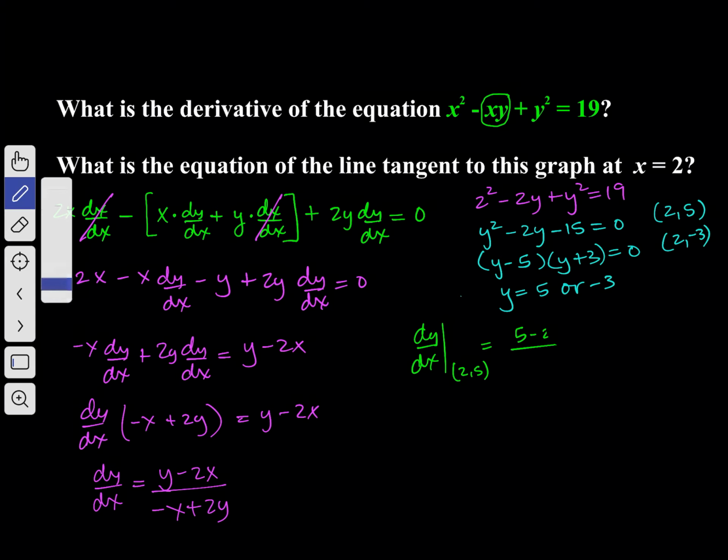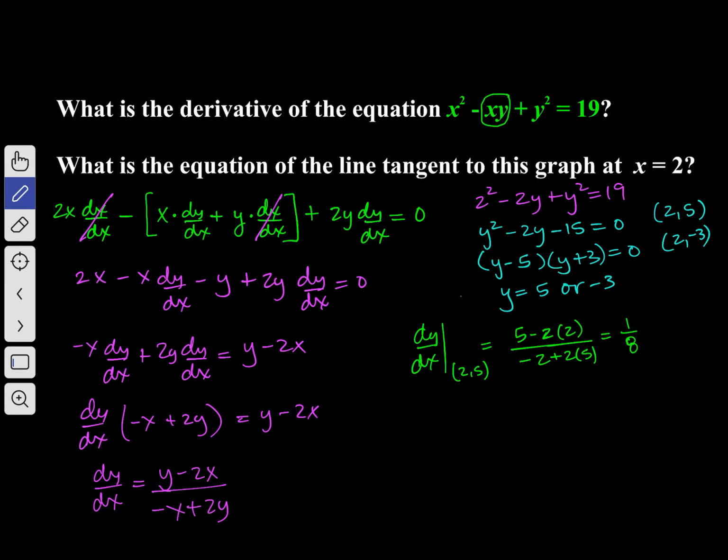Let's try that again. Y value minus 2 times the x value. The x value in this case is 2. All divided by negative x, so negative 2 plus 2 times the y value. All right, so let's see if I can do this. 5 minus 4 is 1. Negative 2 plus 10 is 8. So the slope at that point, (2, 5), is 1/8.